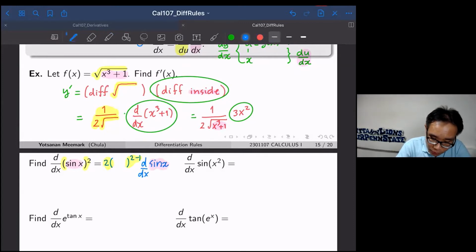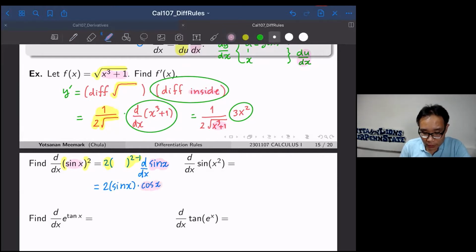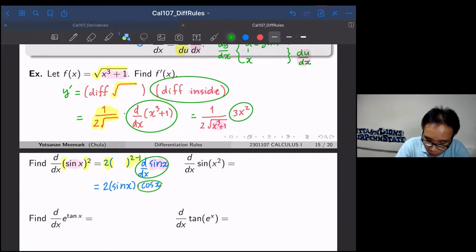So you get 2 sine x, okay, and you differentiate sine, you get cos x. So this one will be your final answer, okay. So let me circle the green one for you. So this one, okay, and this one is your derivative, okay. And you have here, you put sine x, so it's gonna be, like I said, sine of x like this, okay. So it's gonna be this one.